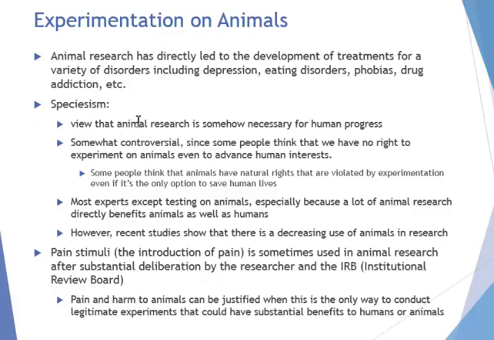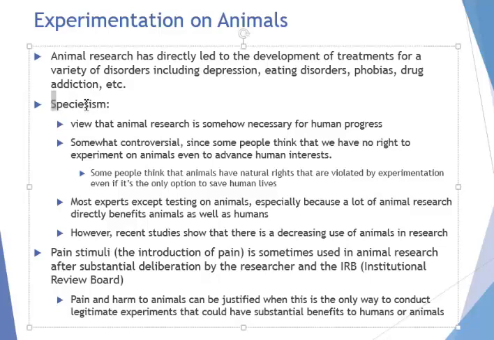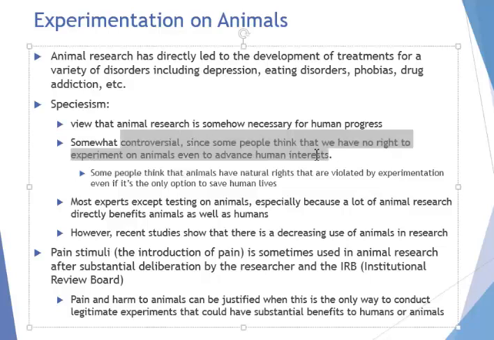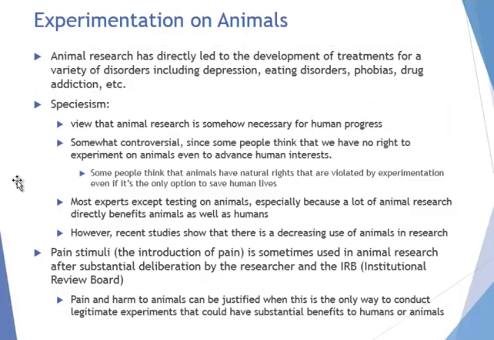The view that animal research is necessary for human progress is sometimes referred to as speciesism. Racism is when you believe your race is the highest race. Ethnocentrism is when you think that your ethnic group is the highest. Speciesism is where your species, namely the human being, is the most important. And some people don't think that's a good idea. Some people think that we have no right to experiment on animals, even to advance human interests, and some will go so far as to say that animals have natural rights. Just like humans have natural rights, maybe animals have natural rights also, and by experimenting on animals in a way that can hurt them, we violate their natural rights.